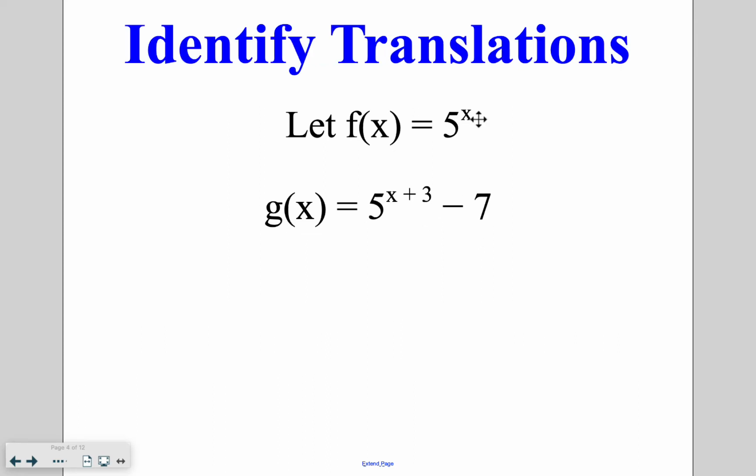So, for example, my basic function for this one is 5 to the x power. The transformation is 5 to the x plus 3, minus 7. So first I start by looking in that exponent. Since I have a positive 3, that is going to indicate that my function is moving left 3 units. So it's going to be translated, slid across the graph 3 units to the left. This negative 7 is going to tell me that the whole function is being pushed down the graph by 7 units. So the whole graph has been slid 3 units to the left and 7 units down.